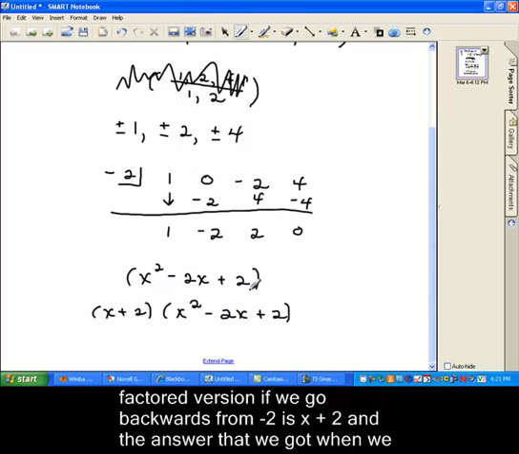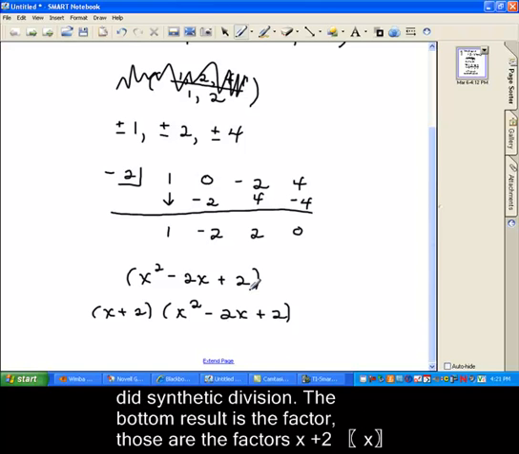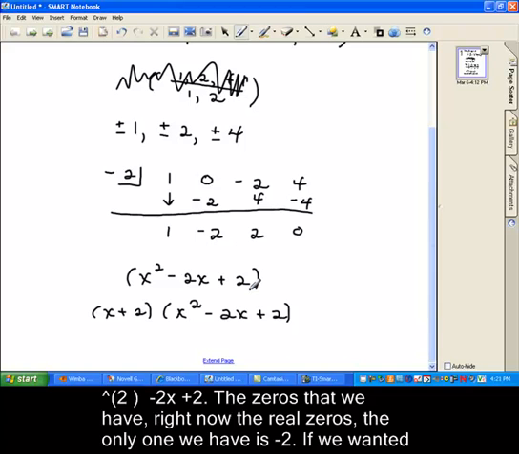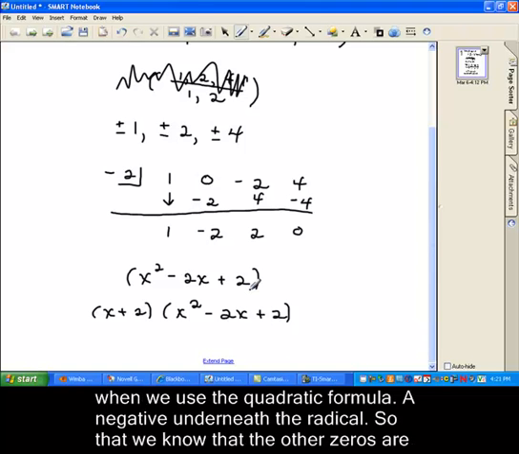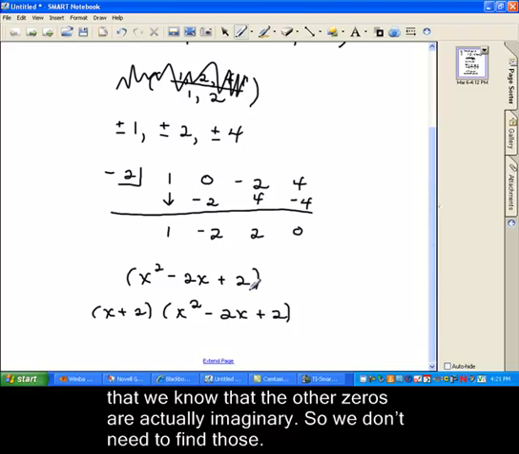And the answer that we got when we did synthetic division, the bottom result, is the other factor. Those are the factors, x plus 2 times x squared minus 2x plus 2. The zeros that we have right now, the real zeros, the only one we have is -2. If we wanted to find more zeros, we would need to take x squared minus 2x plus 2 and factor it or use the quadratic formula. In this case, if we try to use the quadratic formula, we get a negative underneath the radical, so we know that the other zeros are actually imaginary, so we don't need to find those.